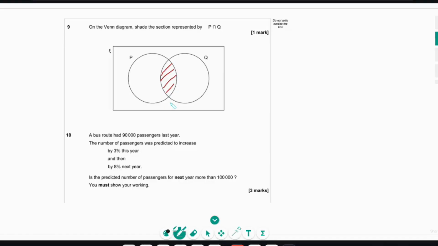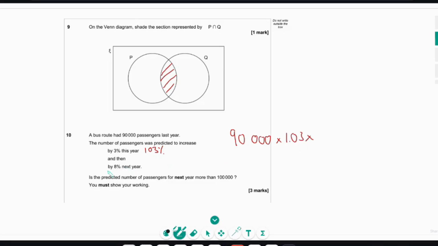A bus route has 90,000 passengers last year. The number of passengers was predicted to increase by 3% this year and then by 8% next year. Is the predicted number of passengers for next year more than 100,000? So we need 90,000. An increase of 3%. Add 100% to 3%, I have 103%. As a multiplier, divide by 100 is 1.03.